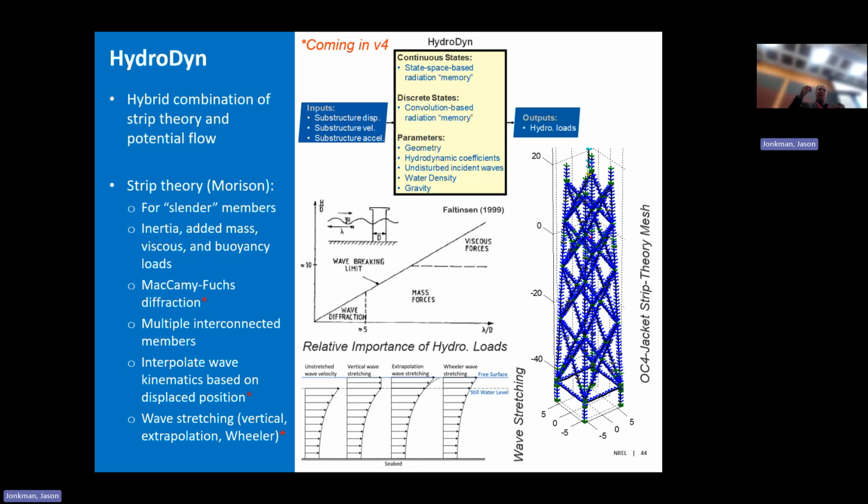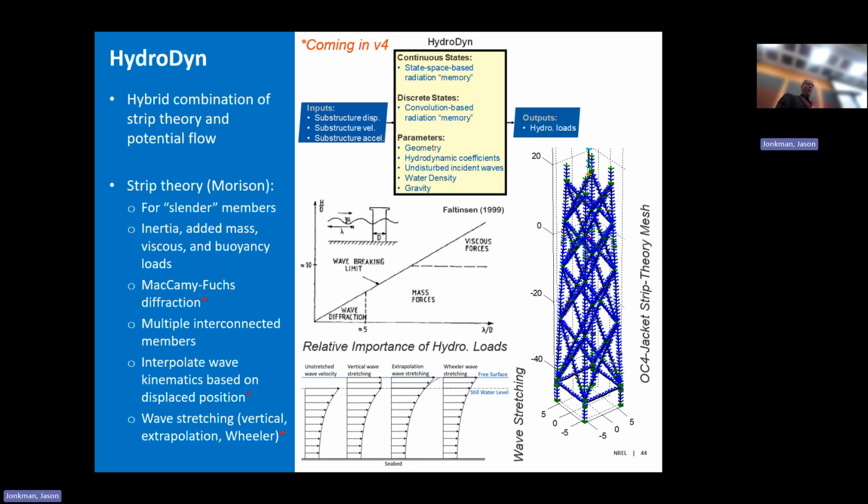If you're talking about very thin members like the pontoons of a semi, or the members of this jacket here, that's where the viscous effects become important in your structure, and that's when you would use strip theory. But often models use a combination of both.